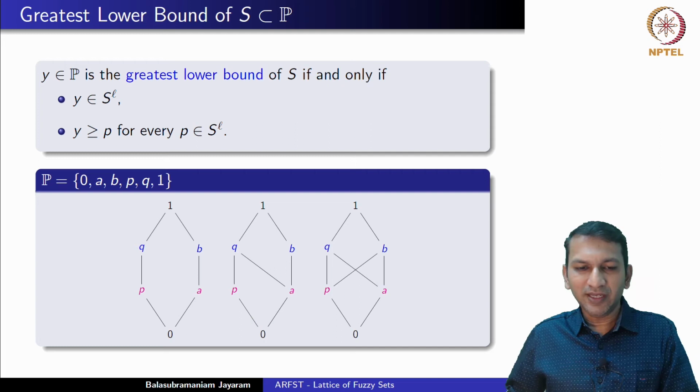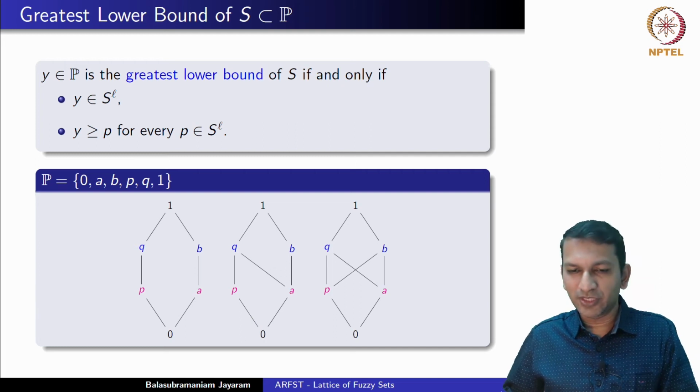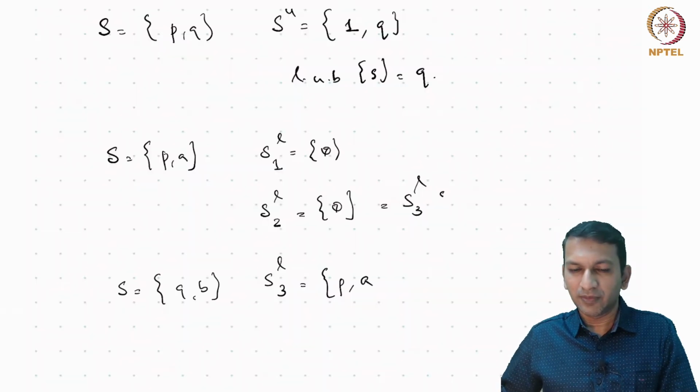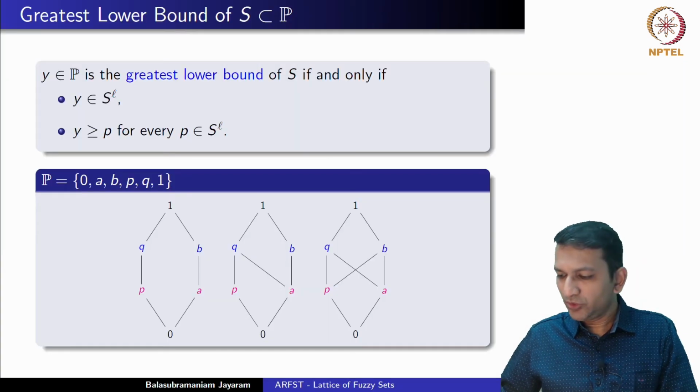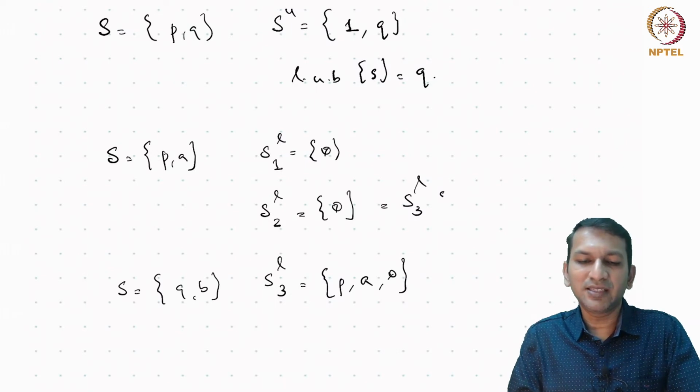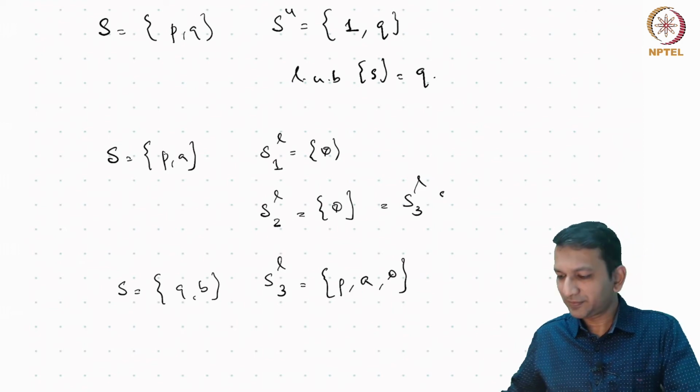However, let's consider the set {Q, B}. Now, once again, if we consider the third poset and consider the lower set of the third poset, we know that P is smaller than both Q and B. A is smaller than both Q and B. So, 0. So, we get this set as the set of lower bounds of S with respect to the third order.